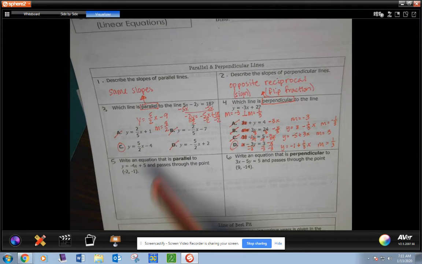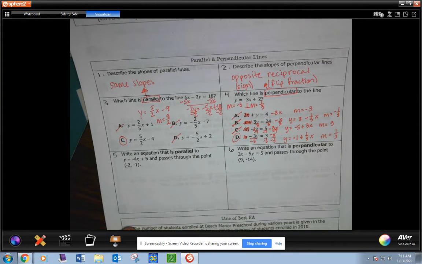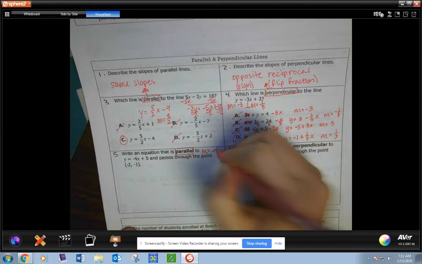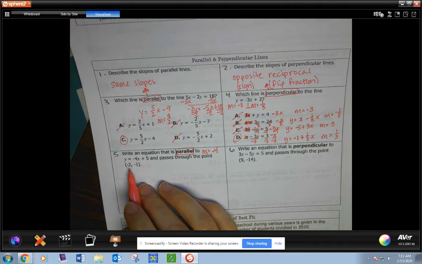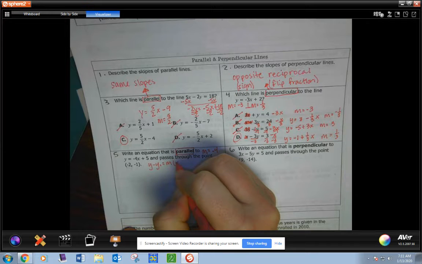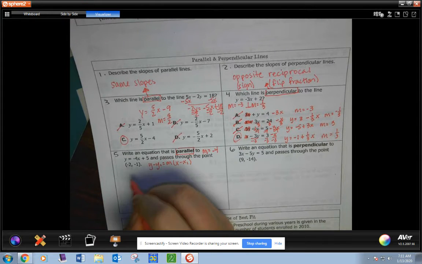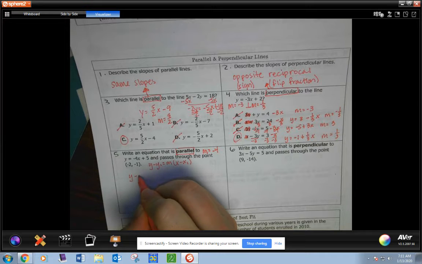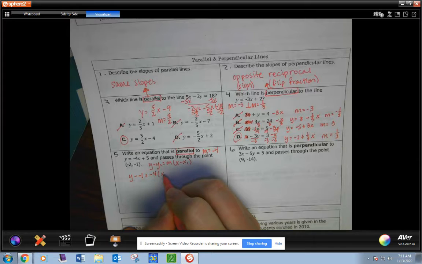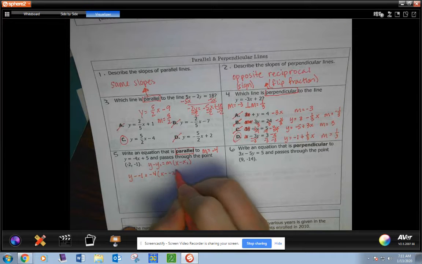For number 5, write an equation that is parallel to y equals negative 4x plus 5 and passes through the point negative 2, negative 1. So if we want parallel, we want the slope to be the same, and the slope in this is negative 4. So we're going to use this and this point, and we're going to plug in the point slope formula, y minus y1 equals m times x minus x1. Okay, so we're going to do y minus the y1 is negative 1 equals the m is negative 4 times x minus, and the x1 is negative 2.